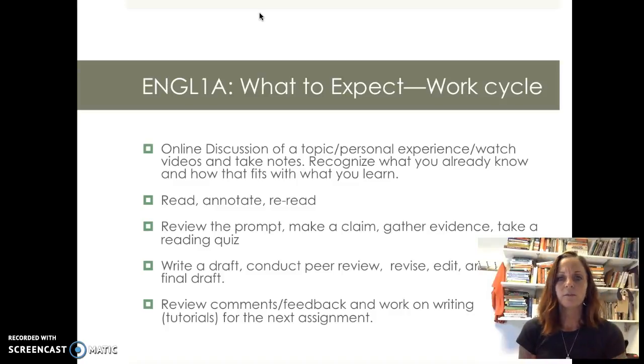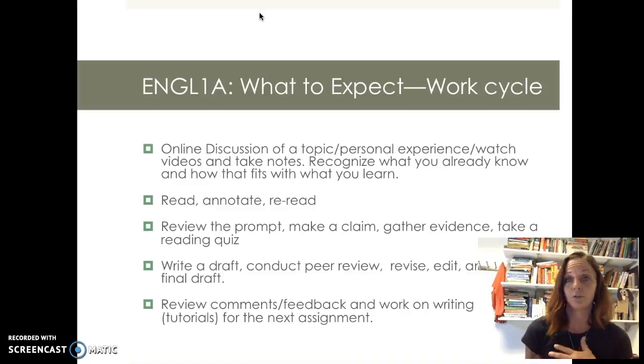So I wanted to give you a sense of the work cycle of what's going to happen. There's 4 units, and for each unit we'll start with an online discussion to really figure out what we already know. Then you'll be doing the reading, annotating, and rereading. Then we'll look at how to put together the prompt and the claim and gather evidence. We'll take a reading quiz, and then you'll start writing a draft. We'll do a peer review, which I'll pair you up with someone, and you'll do that online or over the phone, however you want to do it. Then you'll revise, and then you'll submit your work.